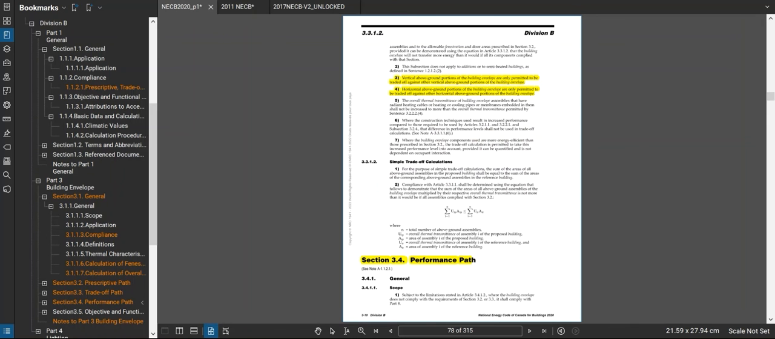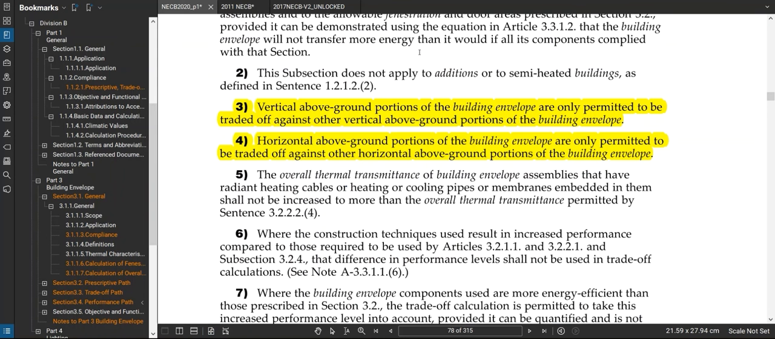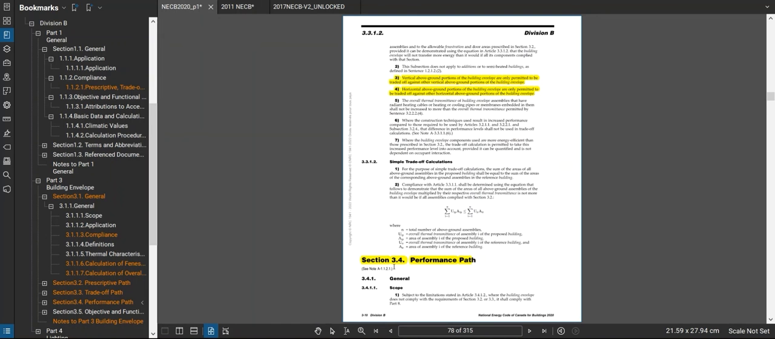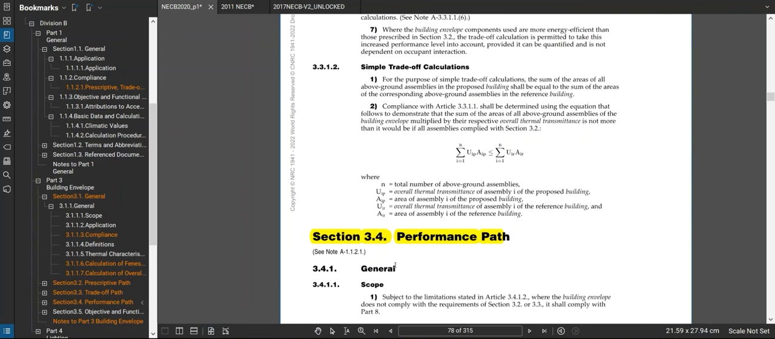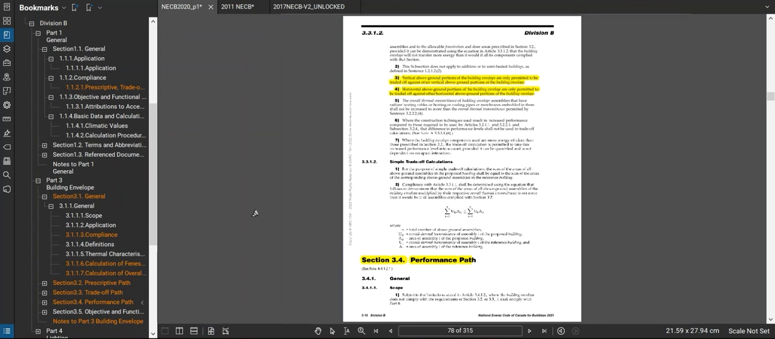But there are some other simple trade-offs you can do there. As an example, on the horizontal items, maybe for some reason you have a rooftop deck or something like that, and you have less insulation under that occupied area than is required. So you have to put more insulation elsewhere on the roof to make up for it. So you could do that, for example, in a horizontal situation. Okay, and then the last section here that we're going to look at is section 3.4, the performance path.